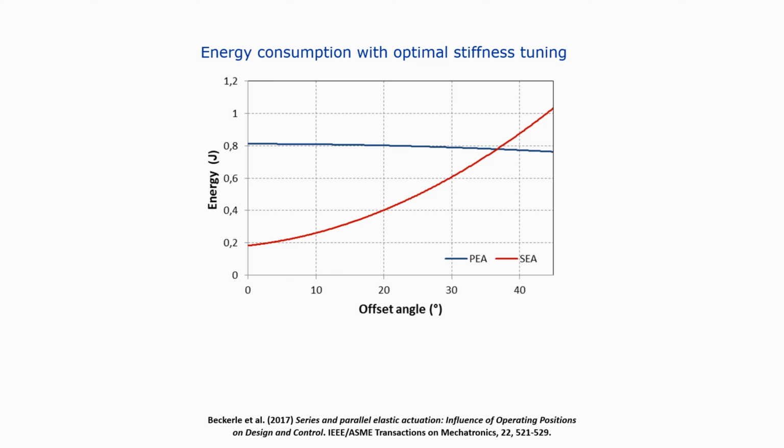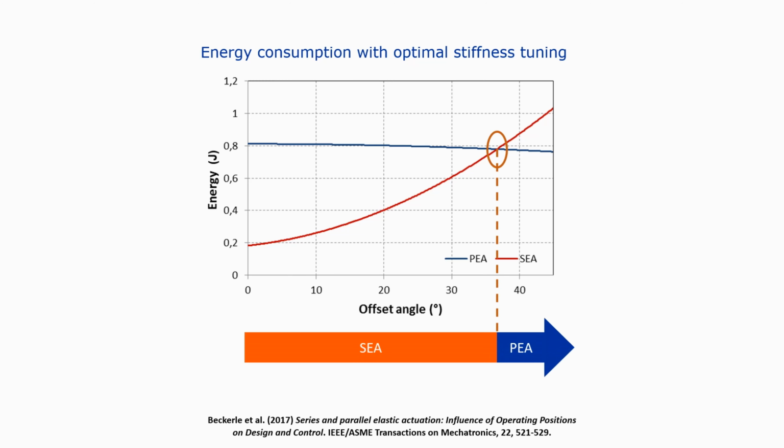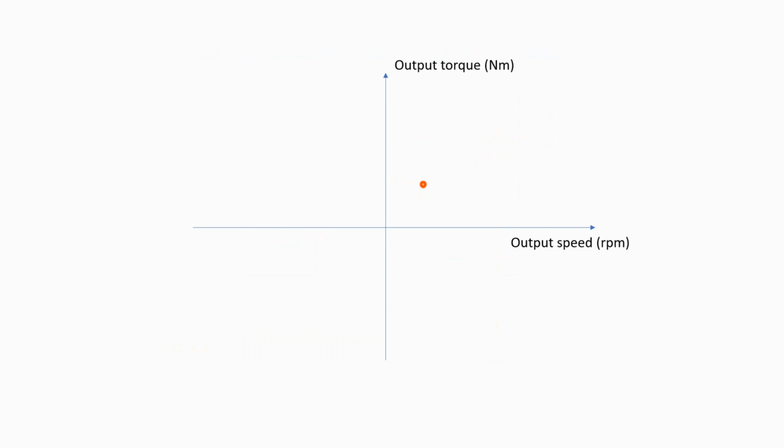The conclusion of all this: for high-frequency inertial loads, the series topology is more energy efficient, but when there's a significant average torque component, parallel springs gain the upper hand. On to the next topic, redundancy.